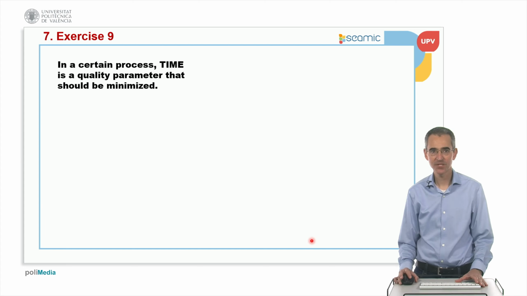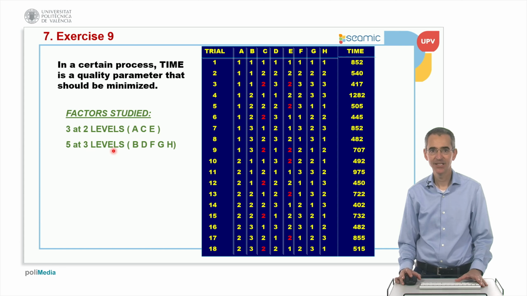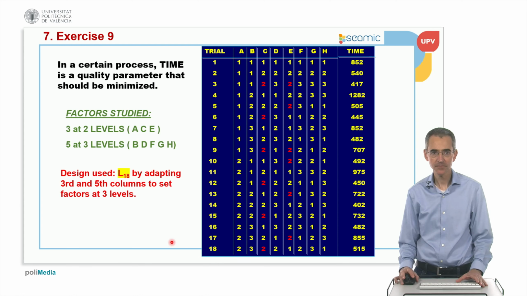This is a certain process where we measure the time. Time is a quality parameter that should be minimized. Okay, good. In this case, we study three factors at two levels, and then we study five factors at three levels. So in total, we have a lot of factors, eight. Okay, this is a fractional factorial design of Taguchi, called L18, but we have made some kind of change.